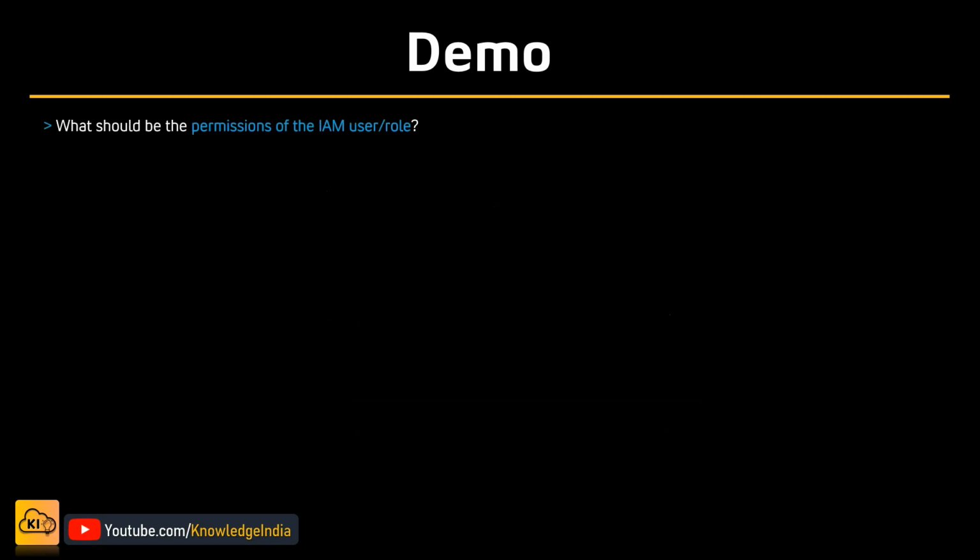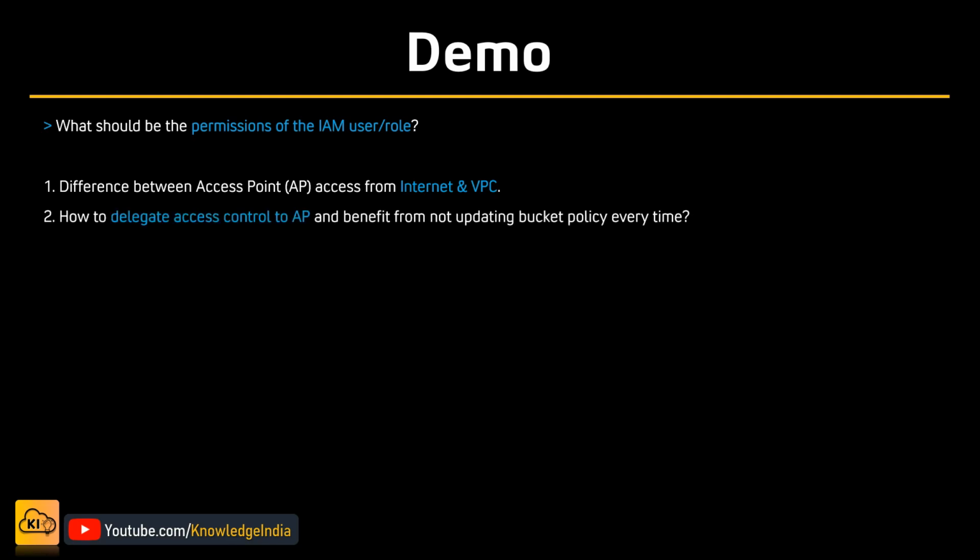All right. So as part of our demo, there are a couple of things which we want to cover. First one is how should you specify the permission of an IAM user or role? If you have to specify, what should you specify there? Post that, we will try and understand the difference between access point access from internet and VPC. So we discussed that there can be two types of network level access, right? So we'll see the difference between them. Then we'll see how to delegate access control to the access point and benefit from not updating the bucket policy every time.